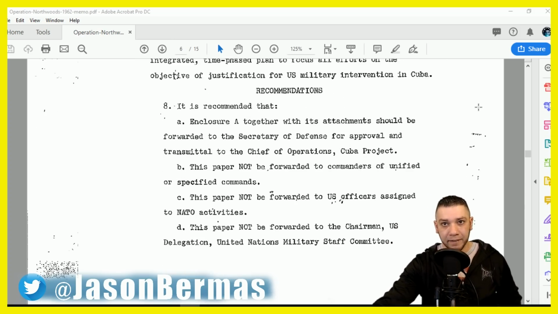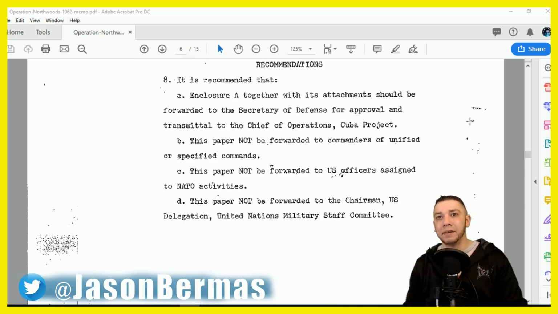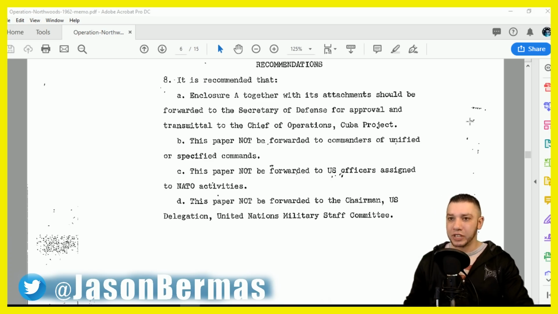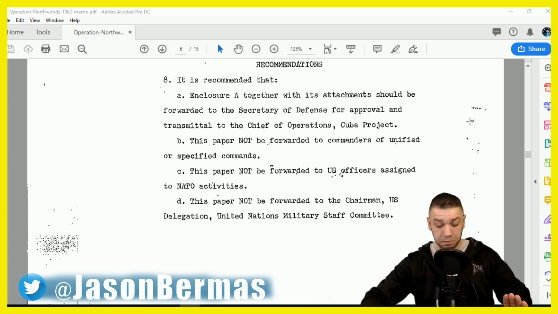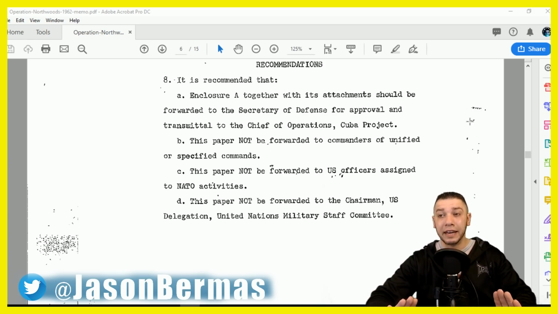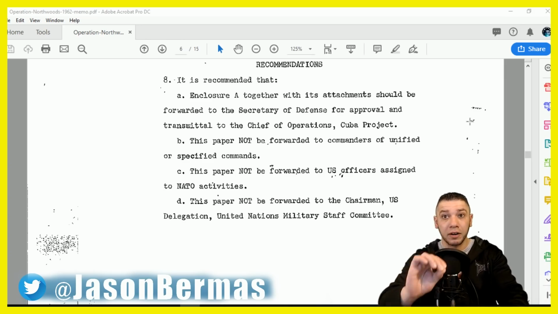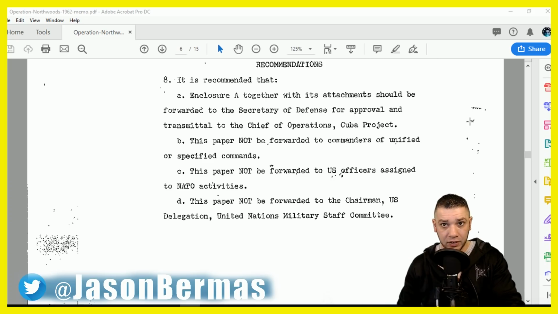Let's take this thing. It is recommended that Enclosure A, together with its attachments, should be forwarded to the Secretary of Defense for approval and transmittal to the Chief of Operations Cuba Project. This paper not be forwarded to the commanders of unified or specified commands. Notice that. This goes to the top, and now we're gonna cut it off. Compartmentalization. We don't even want these people to know that we thought about this.